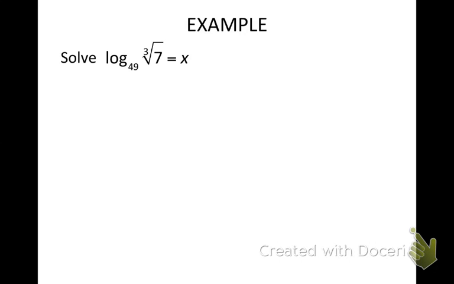How about log base 49 of the cube root of 7 equals x? This one's a good one because it brings back some other stuff we have. So it's going to be a base of what? 49 with an exponent of x is equal to the cube root of 7. All right, now this is a little bit different. Now my x is still in the exponent.